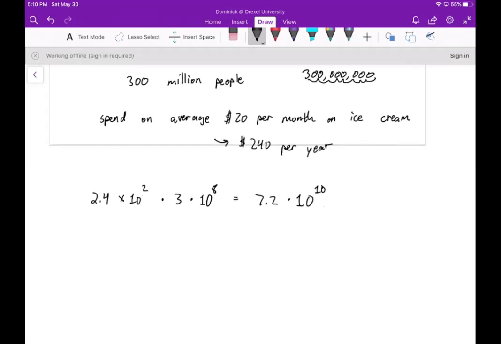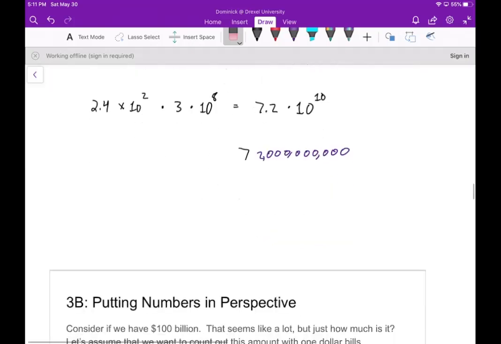So then that would tell me that I can expect to spend on average 7 and then 2 with 9 zeros after it, right? So it looks like something like this. $72 billion, right? So if we use this estimate, we could say that around $72 billion is spent by Americans on ice cream. So that's sort of an interesting problem to do.